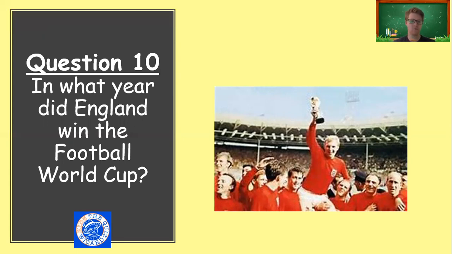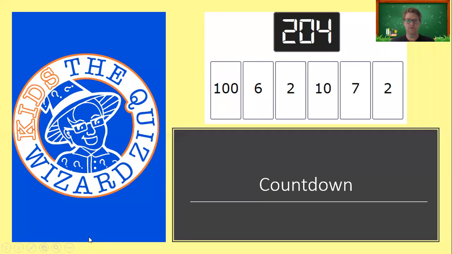Before I do that, we're going to have another little game of countdown. You've got 6 numbers there, 100, 6, 2, 10, 7 and 2, and you need to make the target of 204. You can use each number once and only once, and you can use add, subtract, multiply or division. You've got 30 seconds and your time starts now.